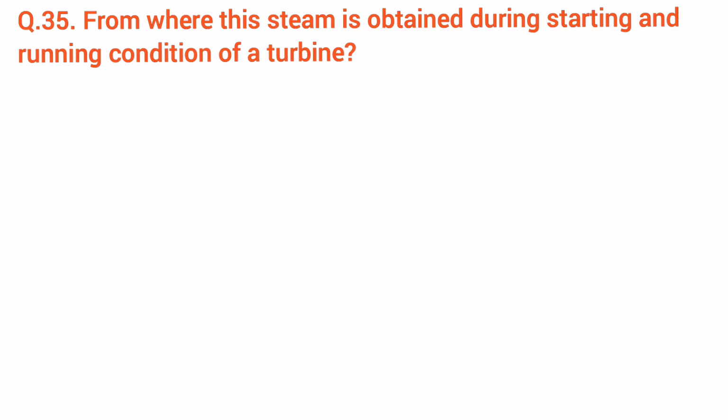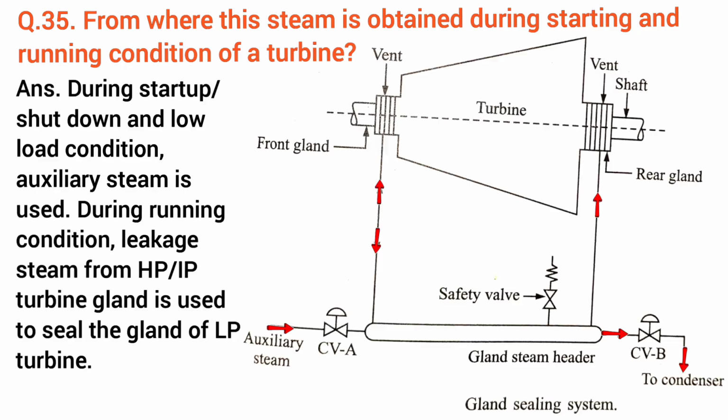From where is this steam obtained during starting and running condition of a turbine? During startup, shutdown and low load condition, auxiliary steam is used. During running condition, leakage steam from IP turbine gland is used to seal the gland of LP turbine.